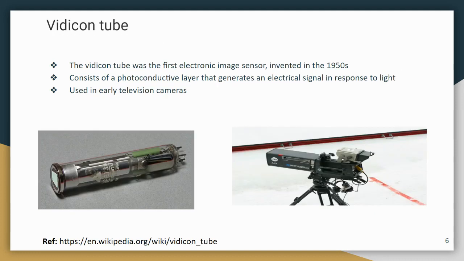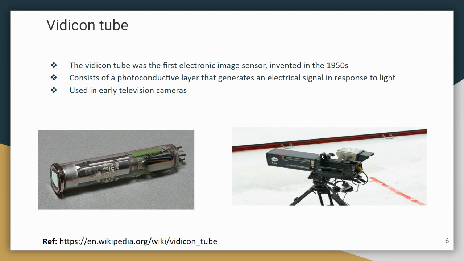Vidicon tube. The Vidicon tube, the first electronic image sensor, was invented in the 1950s. It is a storage type camera tube in which a charge density pattern is formed by the image scene radiation on a photoconductive surface, which is then scanned by a beam of low velocity electrons. This is a Vidicon tube, and this is the modern television camera.